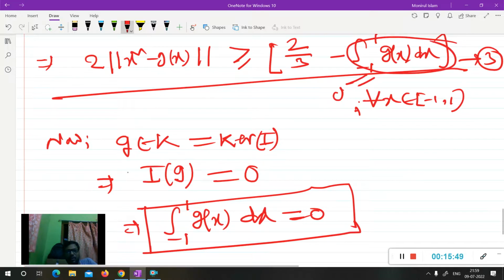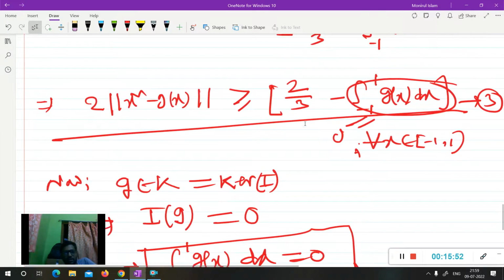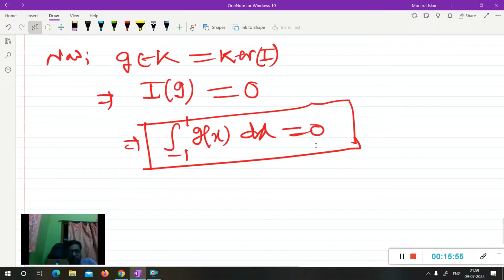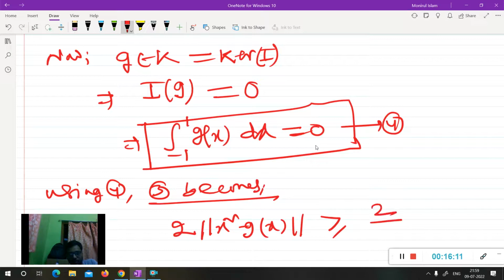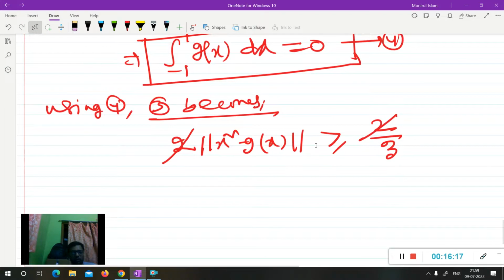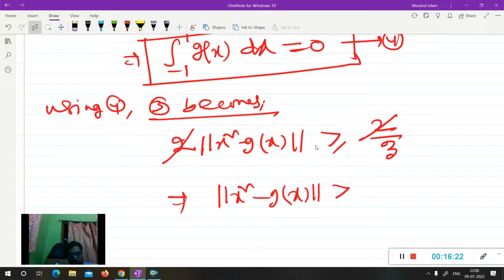So if you place this integral value as 0, this gives 2 into ‖x − g(x)‖ greater than 2/3. Okay, so using this you can name it 4. So using 4, 3 becomes 2 into ‖x² − g(x)‖, and this will be greater than 2/3. Now if you take 2 common from both sides, this gives ‖x² − g(x)‖ greater than 1/3, and this will be true for all x belongs to [-1, 1].